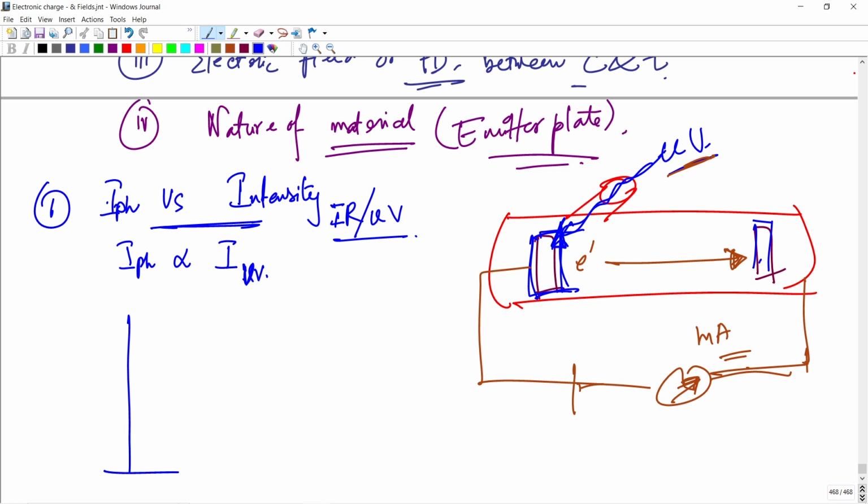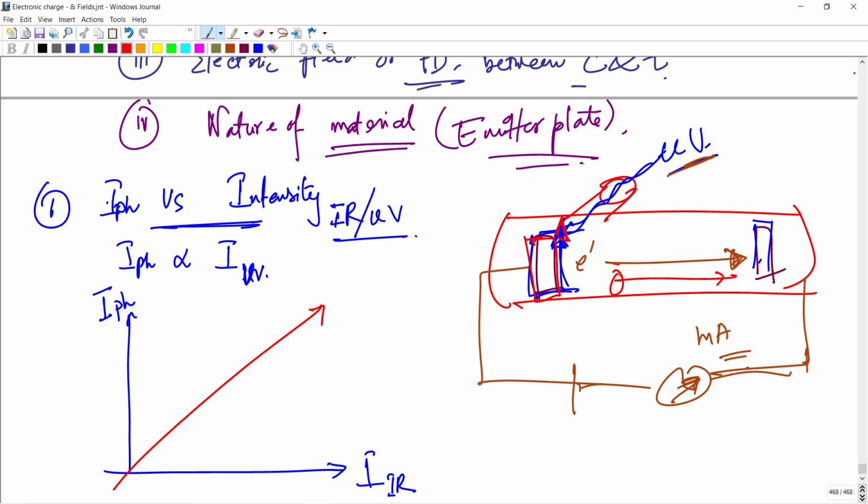If I plot these two, the photocurrent here and the intensity here, we get a directly proportional graph. More intensity of light falling on the emitter plate gives more photoelectrons, and more photoelectrons give more photocurrent. Actually, the photocurrent mainly depends on the number of photoelectrons emitted by the emitter plate per second.